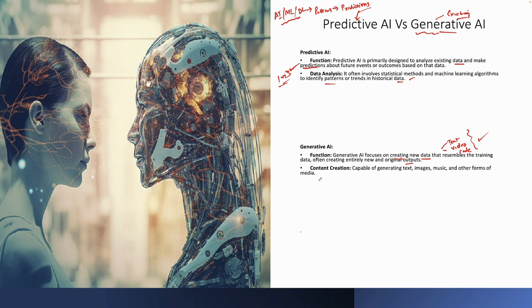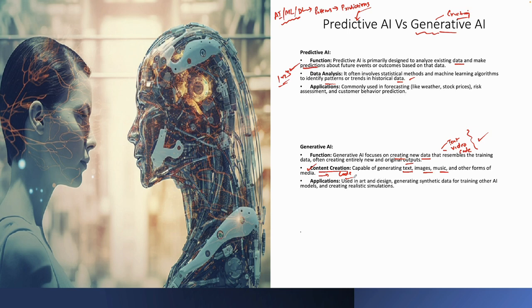But things change in generative AI. In generative AI, the main aim is content creation. You're capable of generating text, images, music, and other forms of media, or even pieces of code. So you can ask a generative AI system to write a Python program for you as well.